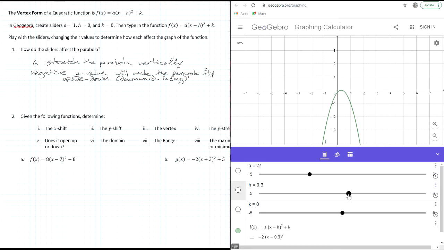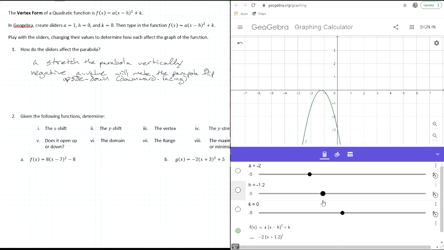If we make h bigger, oh, it shifts it to the right. So if h is 1, let's just look at the vertex right there, that point. It's now shifted from the origin to the point 1, 0. It shifted right 1. And as I keep moving it to the right, it's now at 2 when h is 2. It's at 3 when h is 3, and so on.